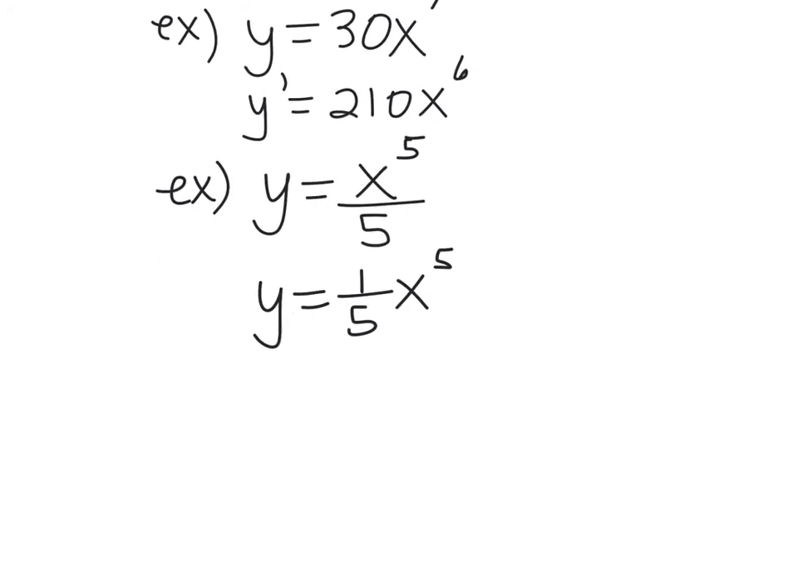I'll call it dy/dx this time since I haven't used that notation in a little while. We'll bring the 5 down. 5 times 1/5 is 1, and we get x to the 4th.